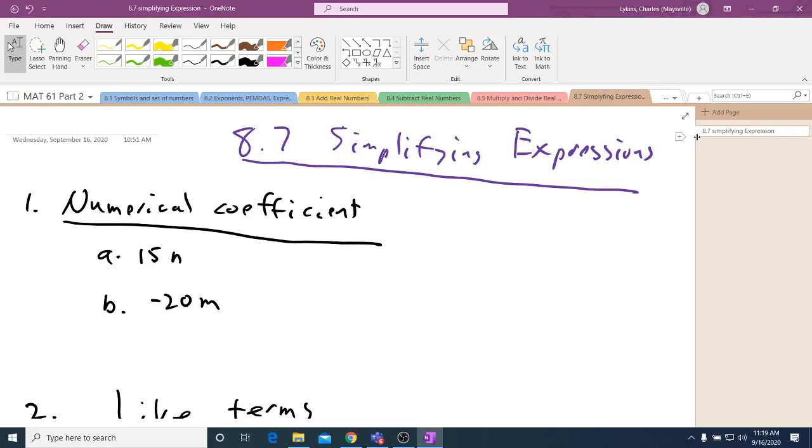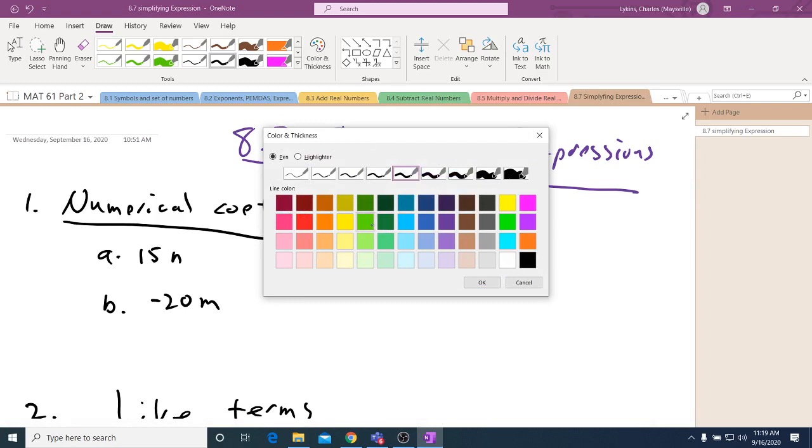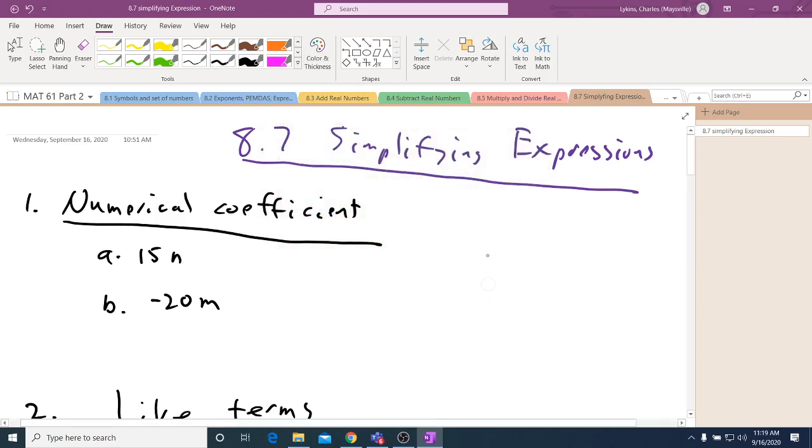Okay, welcome back. This is the last section, 8.7, Simplifying Expressions. Today we're going to talk about numerical coefficients, like terms, and combining like terms. First we're going to deal with this term called coefficient. Numerical coefficient, what is that? It's the number in front of the variable, or basically a number in front of the letter.